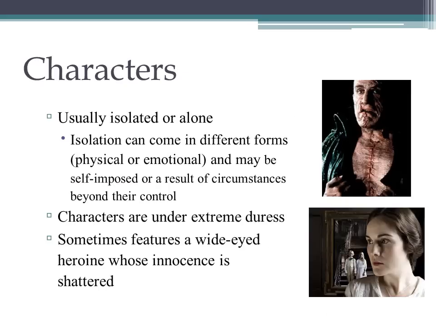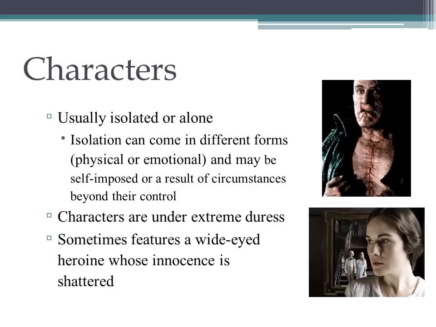The characters are usually isolated or alone, and the isolation can come in different forms, physical or emotional, and it could be self-imposed or the result of circumstances beyond their control. So on the right-hand side of the slide, you see at the top, that's a picture of Robert De Niro, his version of Frankenstein. And he is a criminal who is brought back to life by Dr. Frankenstein. And he is isolated because he clearly is one in a million, about 10 billion. No one even can conceptualize what it would be like to come back from the dead. So he is extremely alone physically and emotionally.